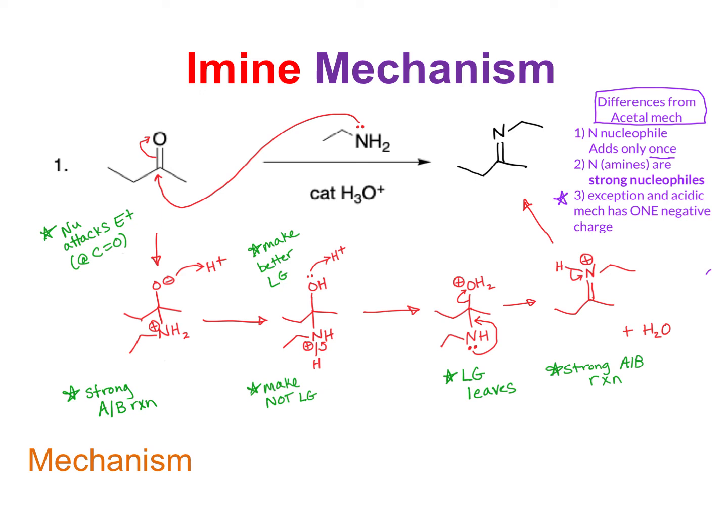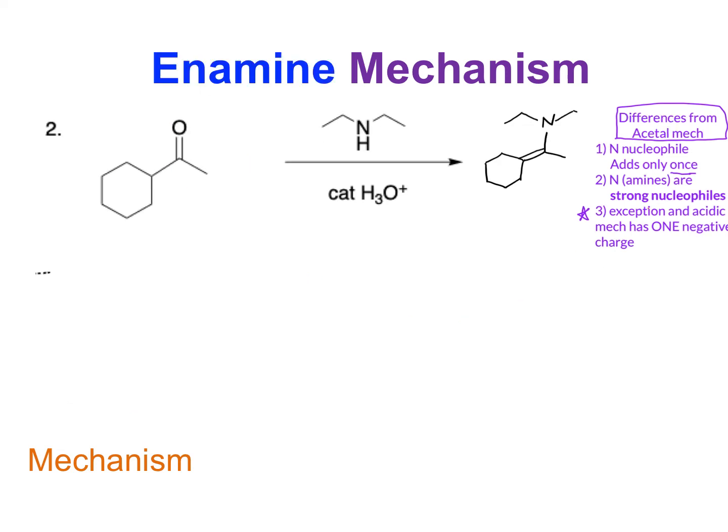For the enamine, it's going to be very similar to this. There's just one extra step you do at the very end. So let's look at that next. All right, so as we said, the enamine mechanism is very similar to the imine mechanism. So I copied all the same differences from the acetal mechanism. The nitrogen nucleophile, it's only going to add one time. It is a strong nucleophile, so it's going to add first step, not have to make a better electrophile or anything like that. And then the last thing is it's going to have one negative charge in the acidic mechanism. Everything else will be positive.